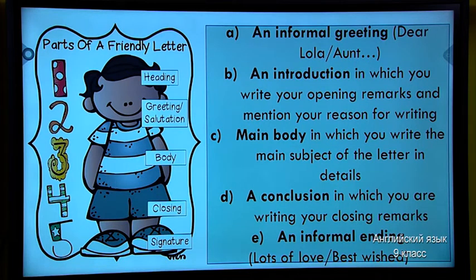B. An introduction in which you write your opening remarks and mention your reasons for writing. C. Main body in which you write the main subject of the letter in detail. D. A conclusion in which you write your closing remarks. So the last one is the informal ending: Lots of love or Best wishes.